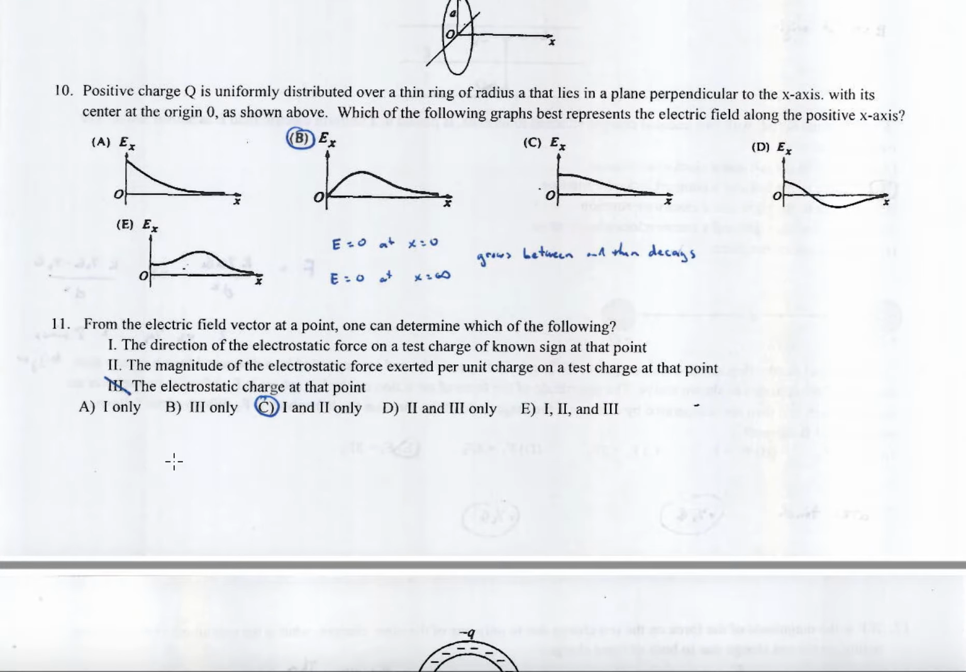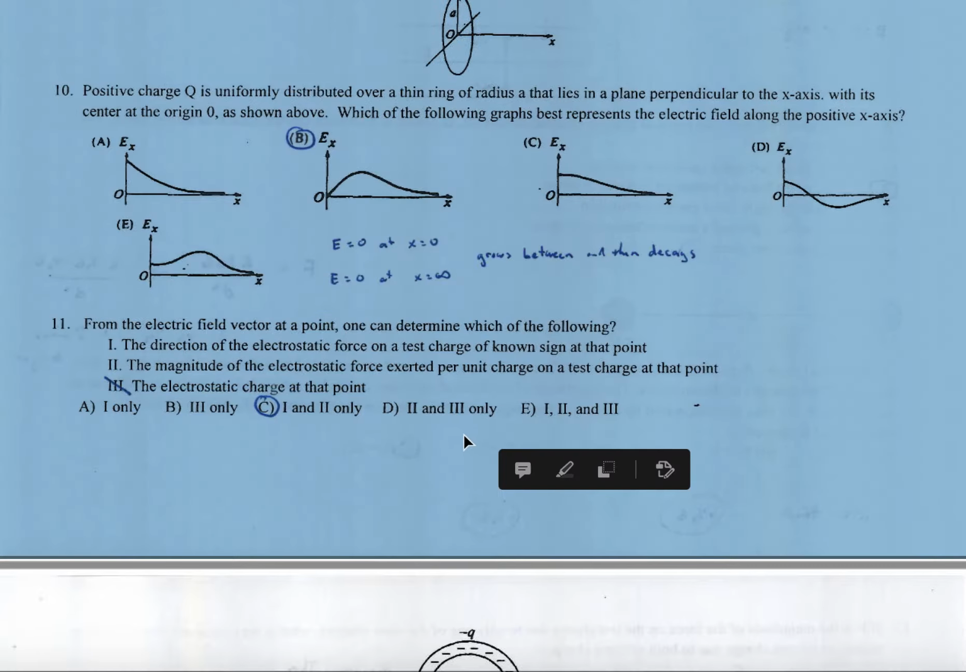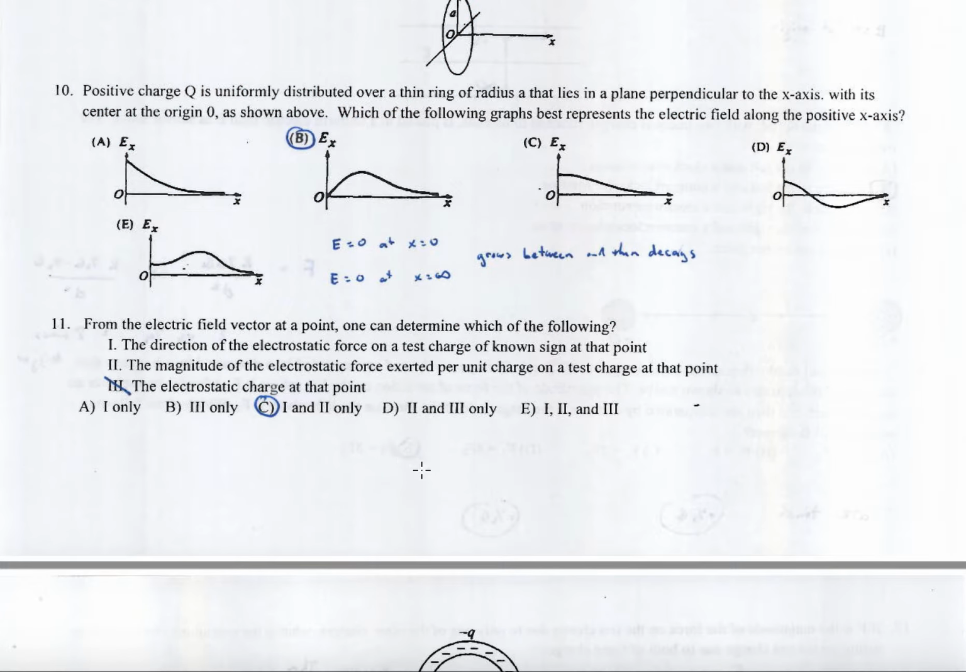Okay, from an electric field vector, we know the direction and the magnitude, and that is the whole point of the electric field, right? An electric field is like 50 newtons per coulomb in the x direction. We know how strong the force would be on a charge at that point. But again, the electric charge at that point is completely meaningless when you're talking about an electric field. The electric field is coming from other charges.